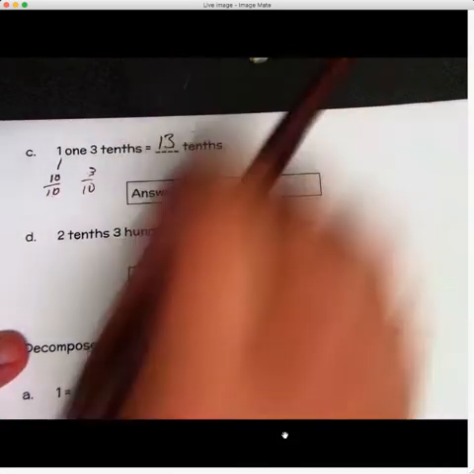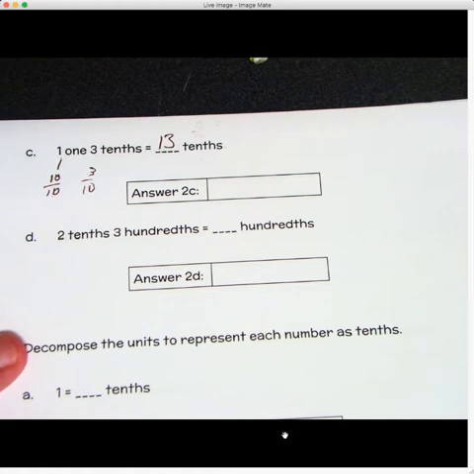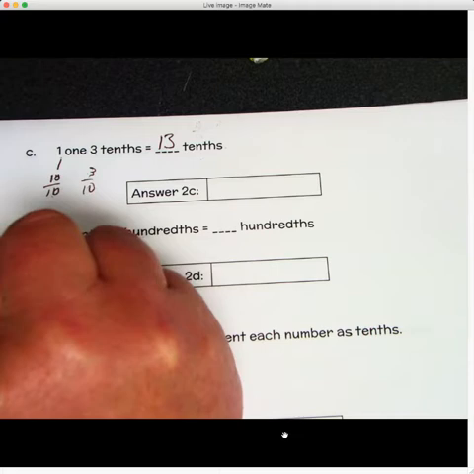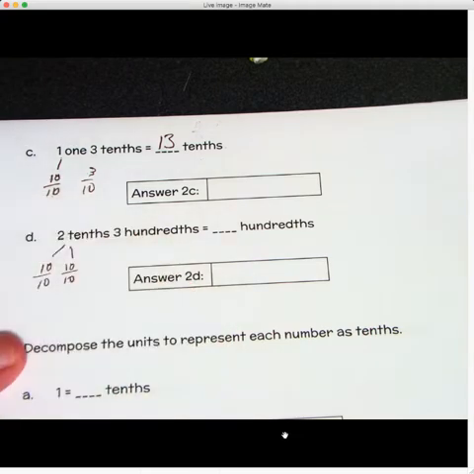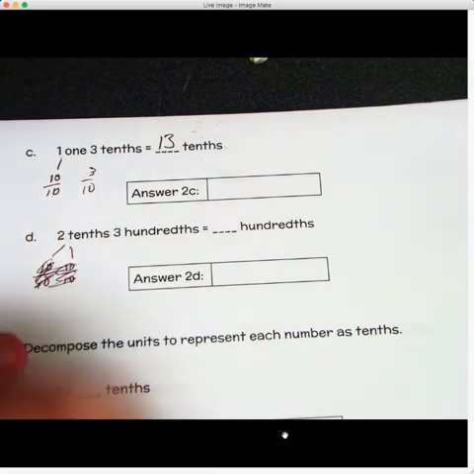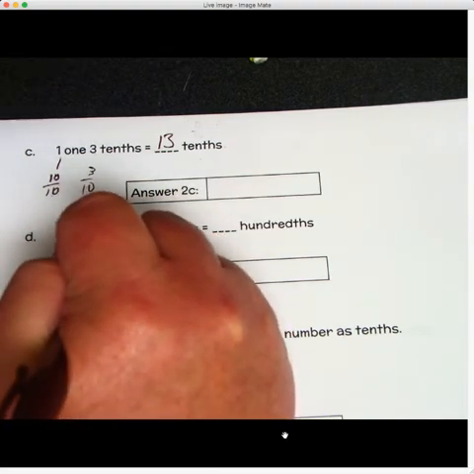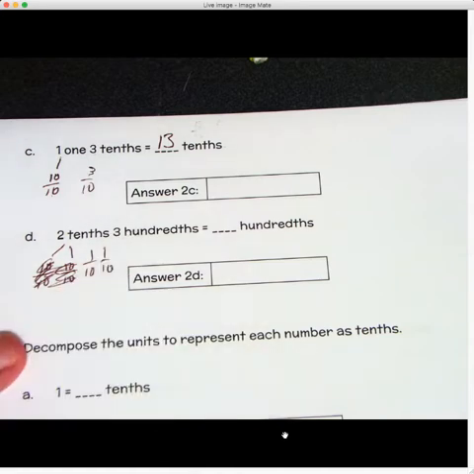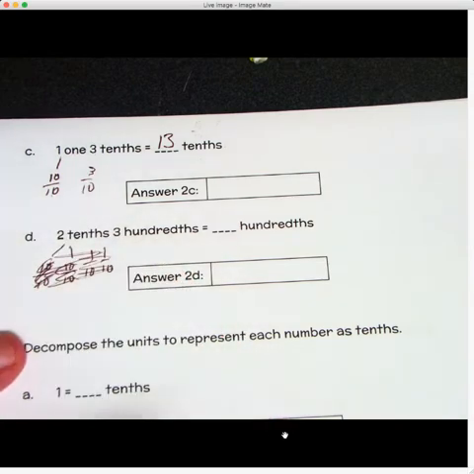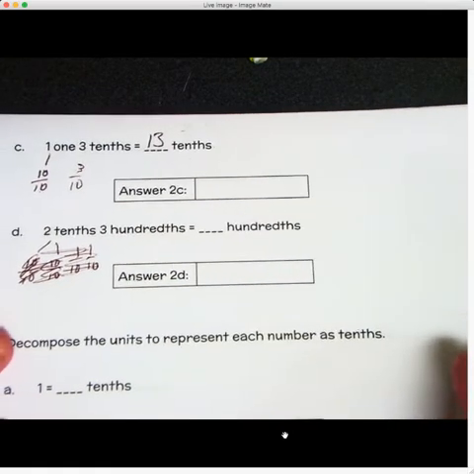2 tenths, 3 hundredths is how many hundredths? 2/10, 3/100ths. Okay, so let's break this down. 10/10 and 10/10 makes, no. 2/10 is 1/10 and 1/10. And then you have 3/100ths. We've got to write these fractions to figure it out, don't we? Mr. Helton's getting confused himself. I'm going to write over here where I have a little more room.